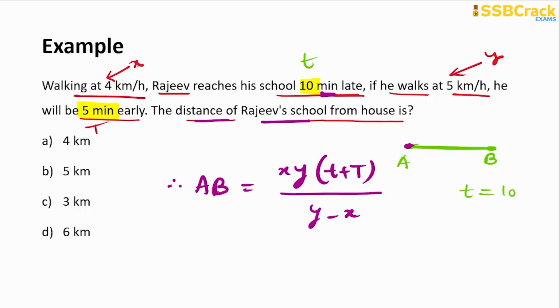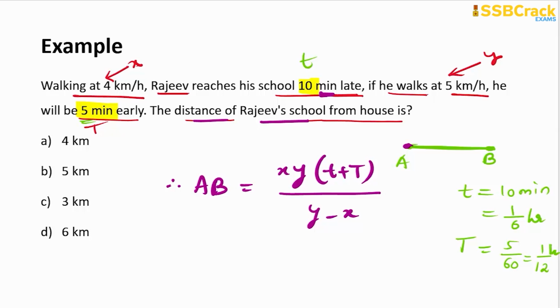So small t, 10 minutes, means how many hours? It will be 1 by 6 hour, because 10 minutes means 10 upon 60. Right? Because 60 minutes makes 1 hour. I hope you know that. Then capital T equals 5 minutes, meaning 5 upon 60, right? So it will be 1 by 12 hour. So now we are ready to go with these times.